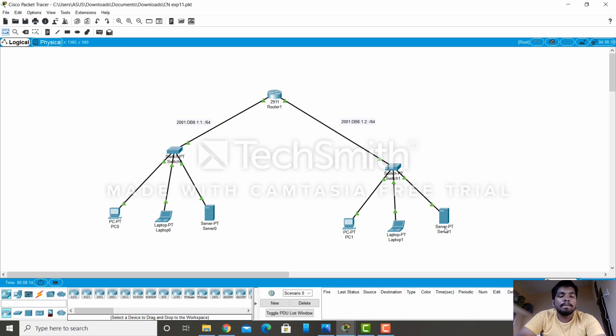IPv6 stateless address auto configuration. The result of this experiment is like the aim of the experiment: the connectivity between all the hosts in each LAN is verified successfully.